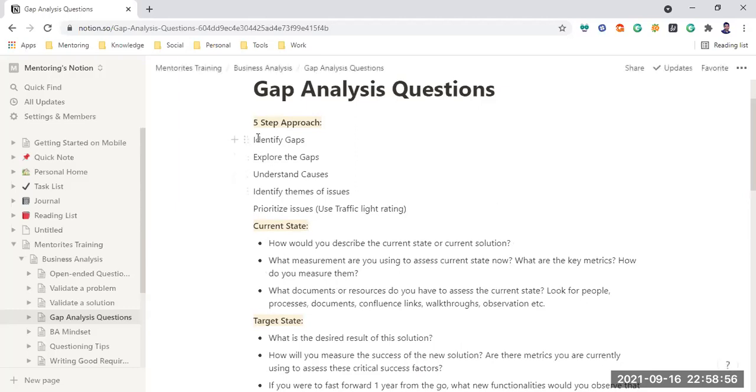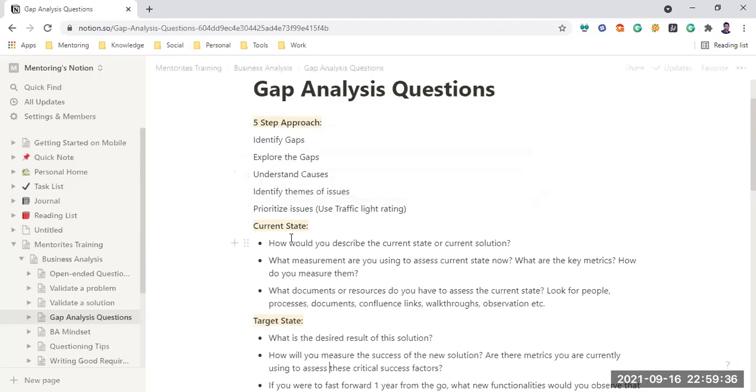Okay, so this is something we discussed before, right? First we identify gaps, then we explore each of the gaps, and then we understand the causes. We group them into themes, and then we prioritize the gaps. You can use something like a traffic light rating: green, yellow, and red. Green is something you really want, yellow is nice to have, and red is something which is not required. Then you prioritize them, and then you understand the current state.